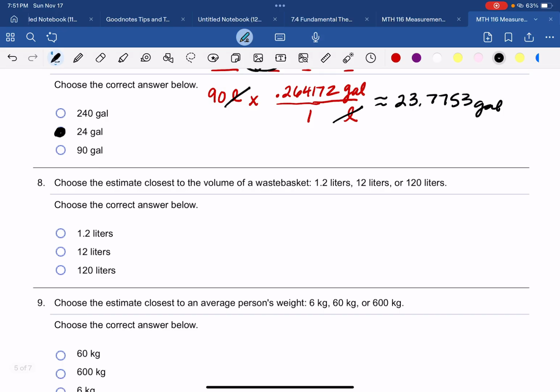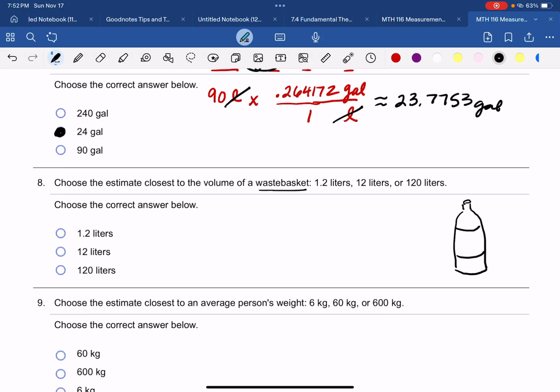Number 8, choose the estimate closest to the volume of a wastebasket. 1.2 liters, 12 liters, or 120 liters. Now, they're not very specific here, but a wastebasket is usually a little small garbage can, right? So we're not talking about anything huge. So you could think about a 2-liter bottle of soda. It's one of those bottles that's about this size, right? You know what I'm talking about in the store. So it might be several of those that could fill up a garbage can.